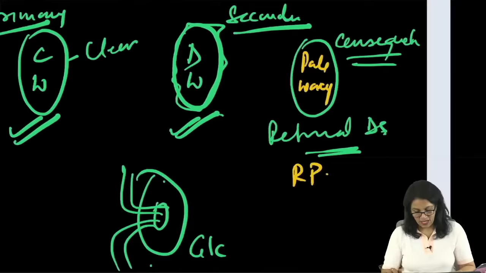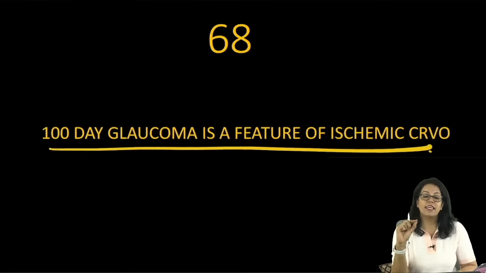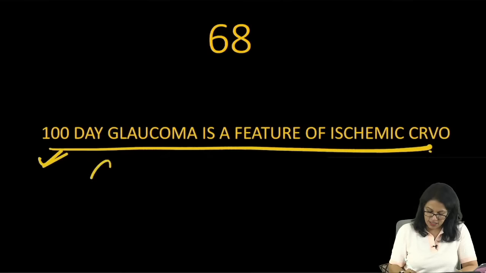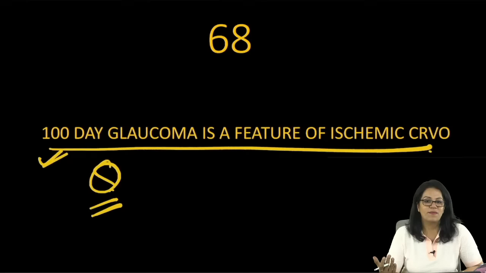100-day glaucoma is a feature of ischemic CRVO. I hope it's clear to you. It is nothing but the neovascular glaucoma which is seen after 100 days. This was an important question, 100-day glaucoma. It's a feature of ischemic CRVO. You don't see it in non-ischemic, isn't it?